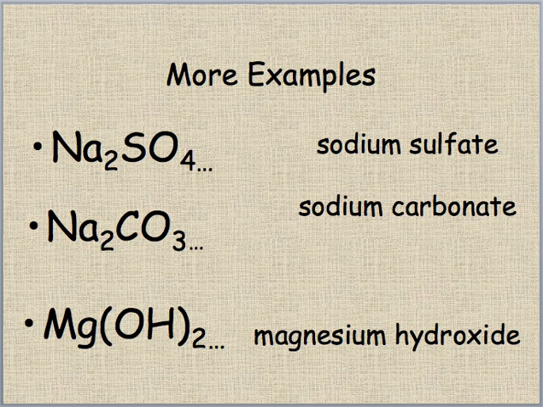Our third example, we have Mg. Mg stands for magnesium. And then we have the OH. It's in parentheses because we need 2 of them. But when we name it, we don't talk about the 2 or the parentheses. We just say hydroxide. So we have magnesium hydroxide.